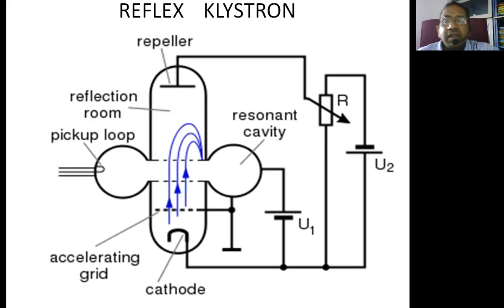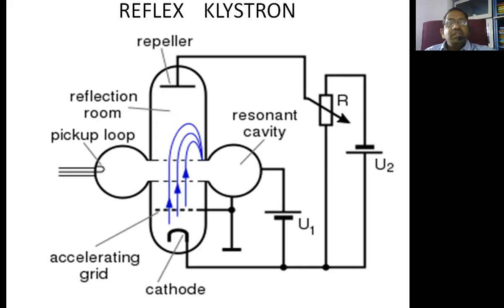Now, what is the schematic diagram of a klystron oscillator? The schematic diagram of a klystron oscillator looks like this. As we discussed in the previous class, the reflex klystron construction is more or less related to the CRO or CRT. In CRO, what is the major purpose? The purpose of the CRO is to carry forward the electron beam to the fluorescent screen. That is the major job of the CRO.